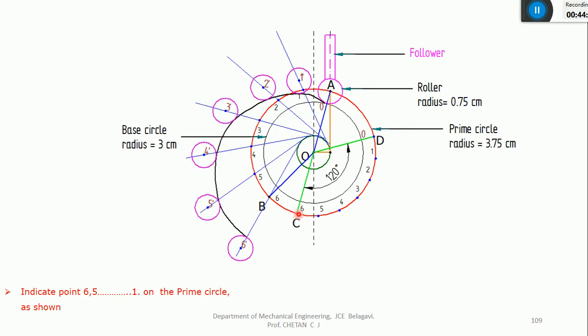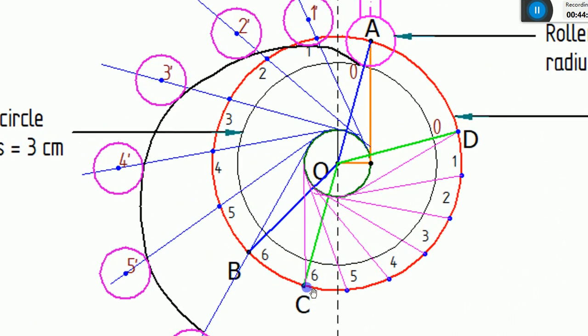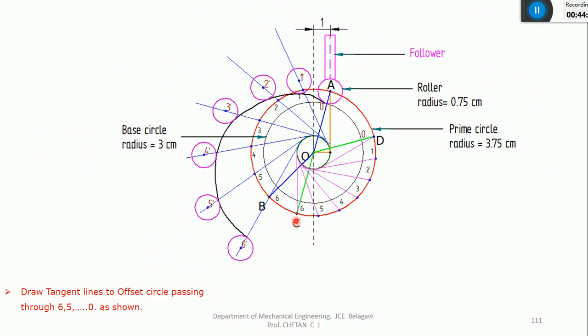Again, with respect to these 6 points, I'll draw tangent to this offset circle. You can see these pink color tangent lines. You can see this is the first tangent line, which is starting from this point 6 from the prime circle, and it is tangent to this offset circle. And similarly, you'll get 6 tangent lines, or including this also, you can get 7. And just extend these tangent lines in a downward direction, similar to the first case, this outstroke angle.